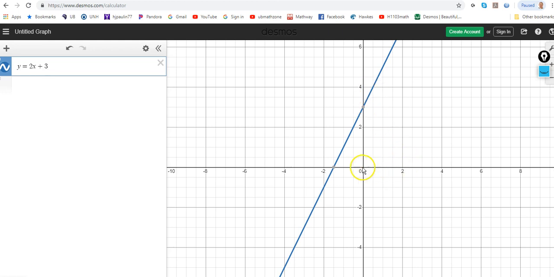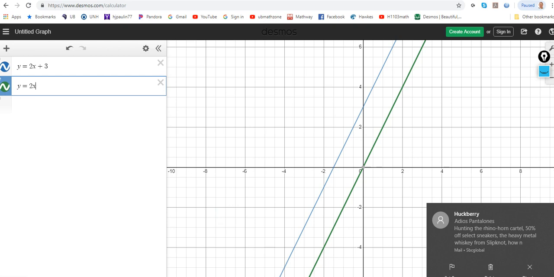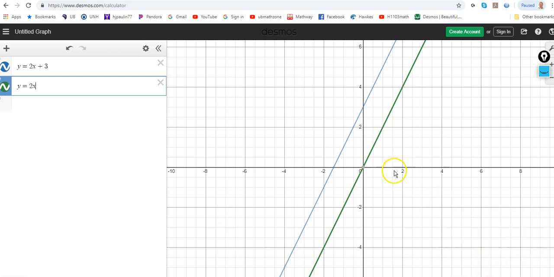And let's see, actually these are in halves. So it'd be over 1, up 2. Over 1, then up 2 would be this point right there. So let's put in a second equation where we have y equals 2x all by itself. Now as you look at this, you see there is no y-intercept, but it goes through 0 and it's over 1, up 2.